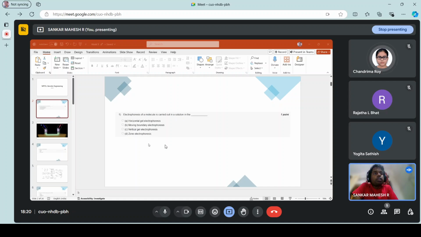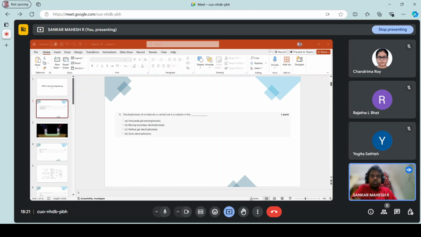What about Rajata and Yogita? So Rashi told both option A and option C are incorrect because it involves gel. And gel is a solid media, so you would say here it is not carried out in solution. Okay. And so you all agree that the option would be moving boundary electrophoresis.